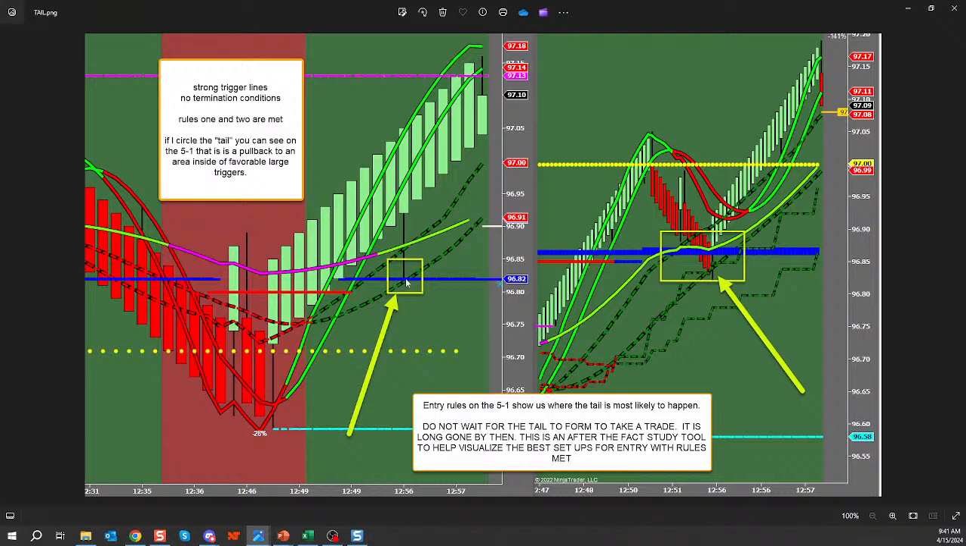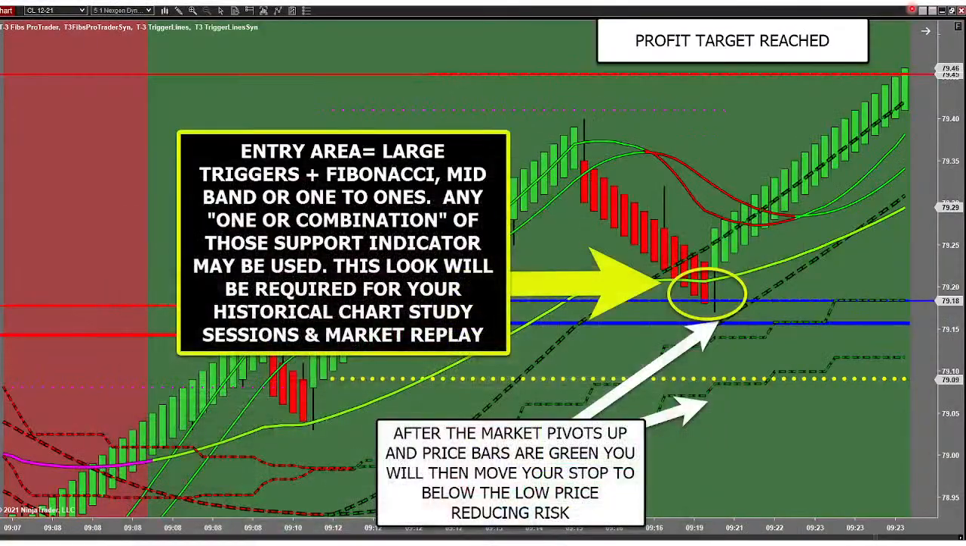And I talk about tails, guys. If you circle a tail on the large chart, but just historically, when the rules are met and it lines up with support inside favorable large triggers on a small chart, guys, this is your best of the best. This is your high probability trend trade. This is the one that you're looking for. You should be taking that picture. You should be learning to take these trades.